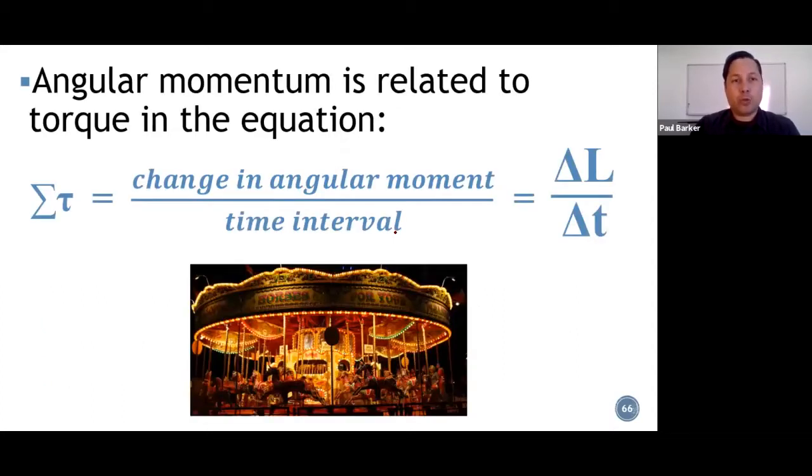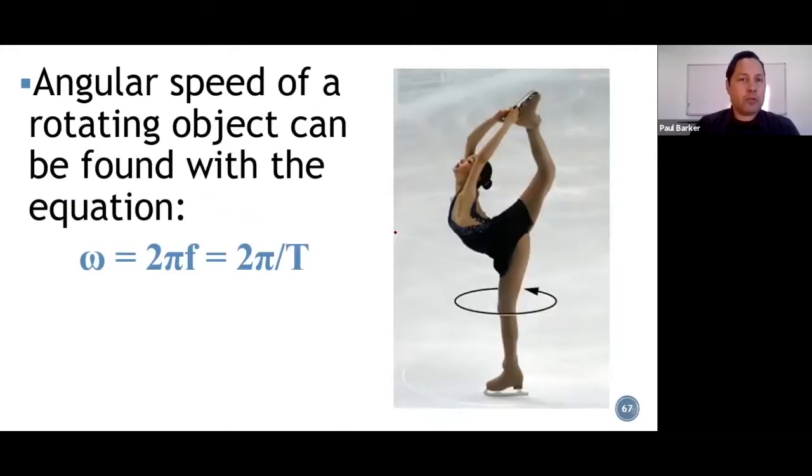Angular momentum is related to torque in the following equation, where the net torque is equal to the change in angular momentum over the time interval. So it's going to be delta L over delta T. And that could be used to find the torque of an object, such as that in a picture of a merry-go-round. The angular speed of a rotating object can be found using the following equation, where angular speed is equal to 2 times pi times frequency. Now we know that frequency is the inverse of the period, so we can modify this formula to have the angular speed be equal to 2 times pi divided by the period of the rotating object.